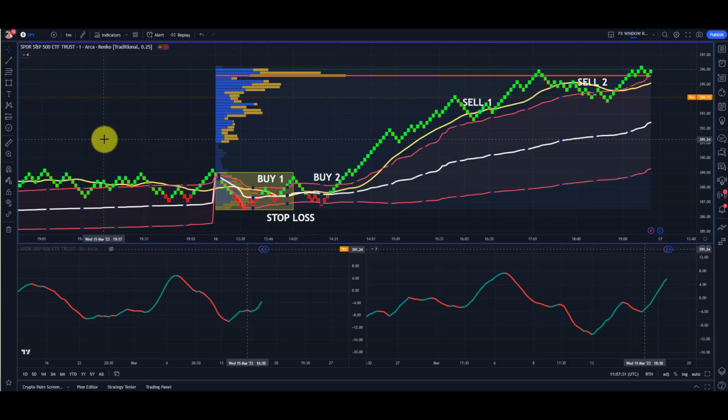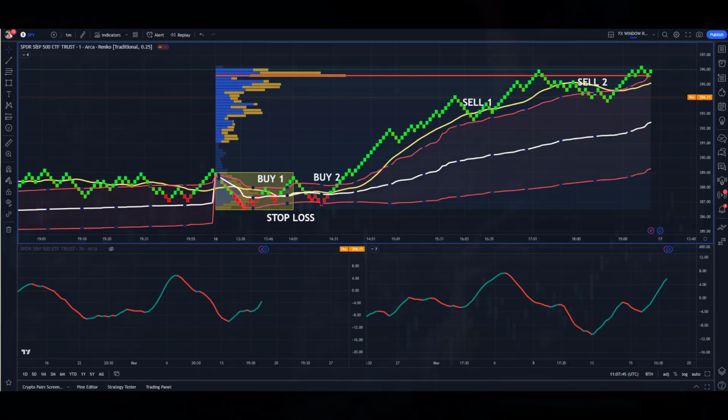So it might take you 5-10 minutes to set this chart up, but once you've done it, you're off and ready to go. So now let's go through the defined rule set in order of how to actually do this strategy.